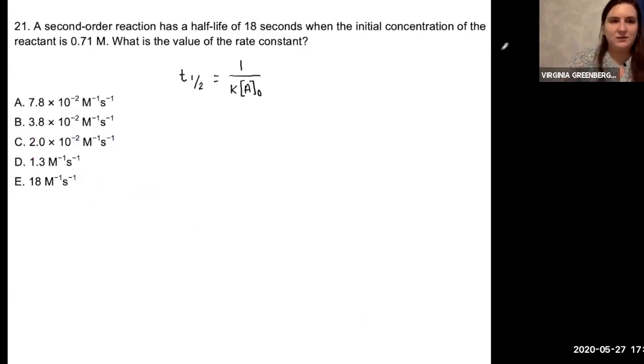Okay, here we have a second order reaction, and we just know that because they told us. They give us the half-life and the initial concentration.